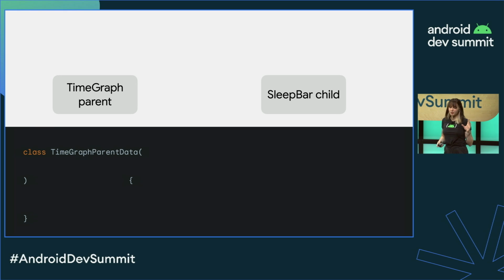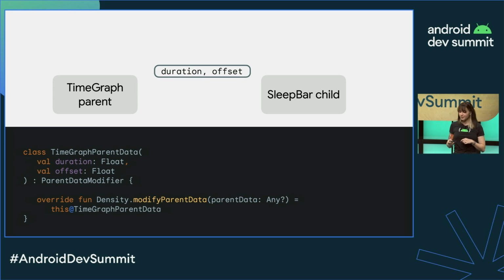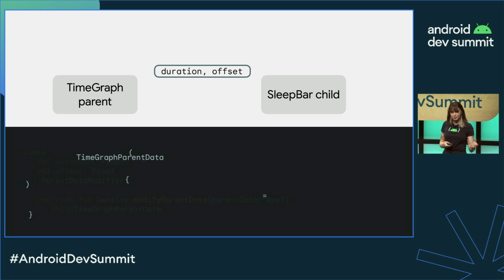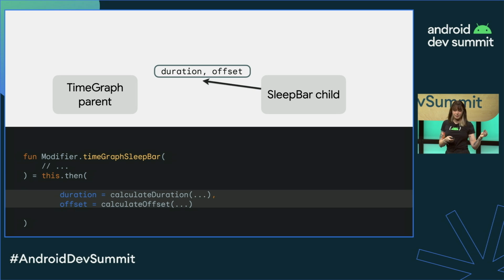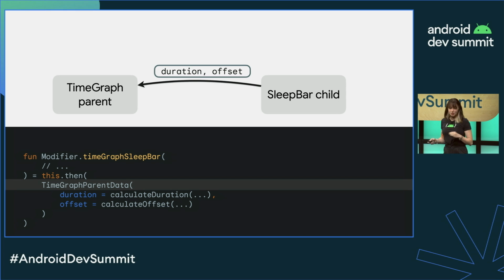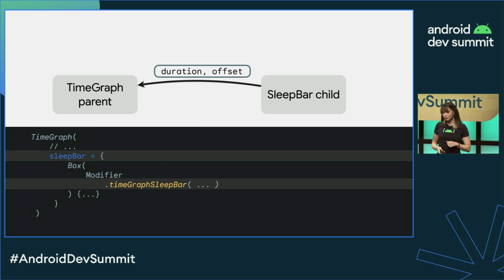So first of all, we create this time graph parent data class, and we override the parent data modifier interface. We override its modify parent data function to pass the duration and offset wrapped. So now we have the actual package, but how do we ship it back to the parent? For that, we actually create a custom modifier which accepts input from the sleep bar and uses it to then pass the duration and the offset. We then wrap this in a parent data to ship it back to the parent layout. We apply this modifier to each sleep bar when we are passing it as input, and that's all. Now our parent actually has the information that it needs.